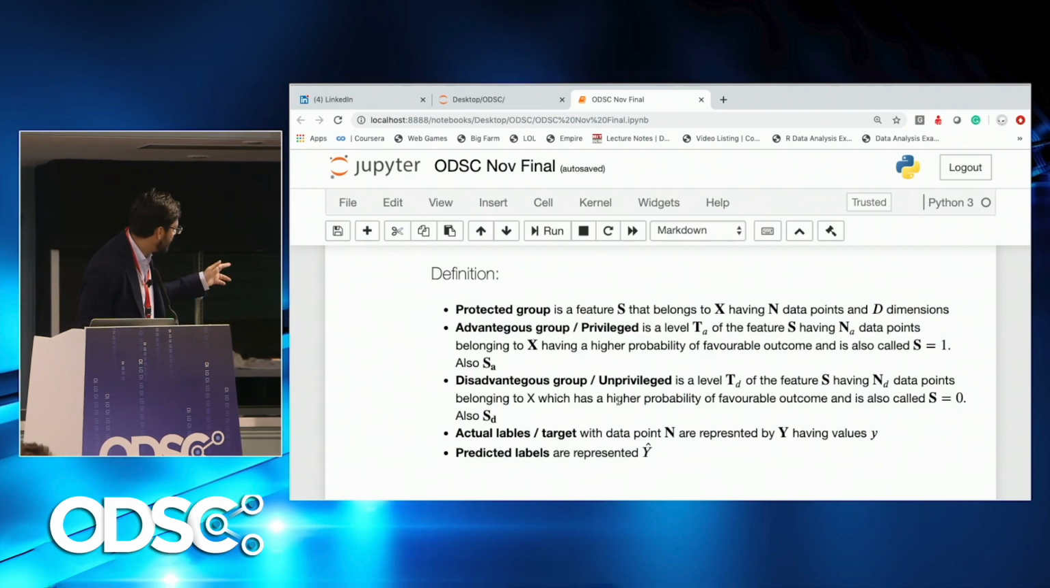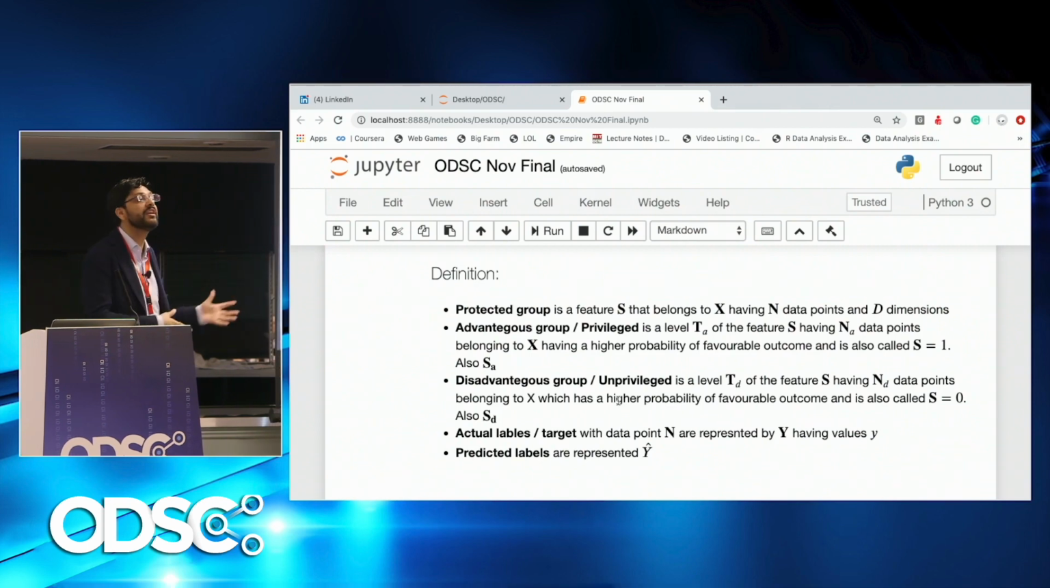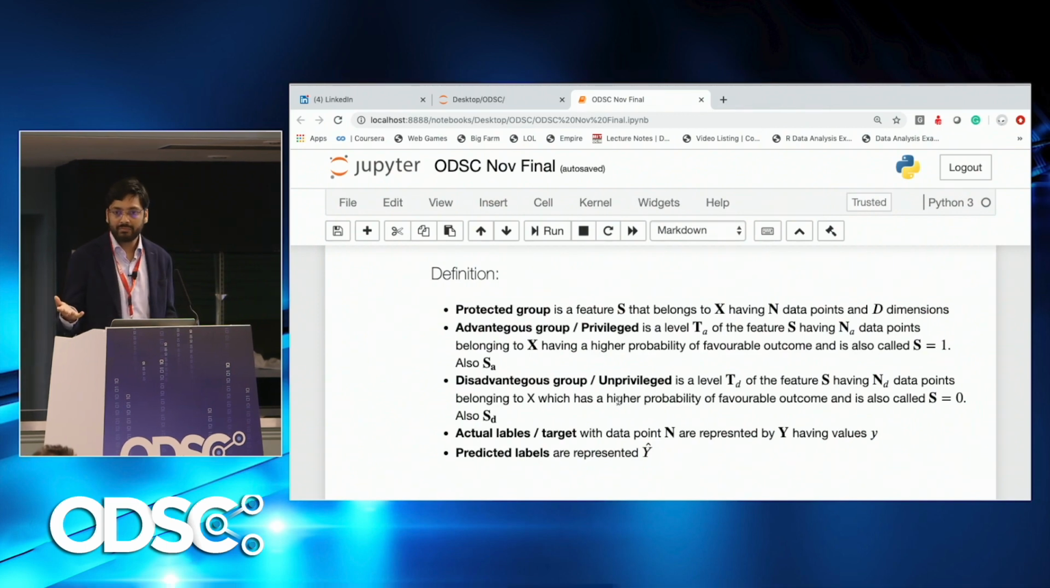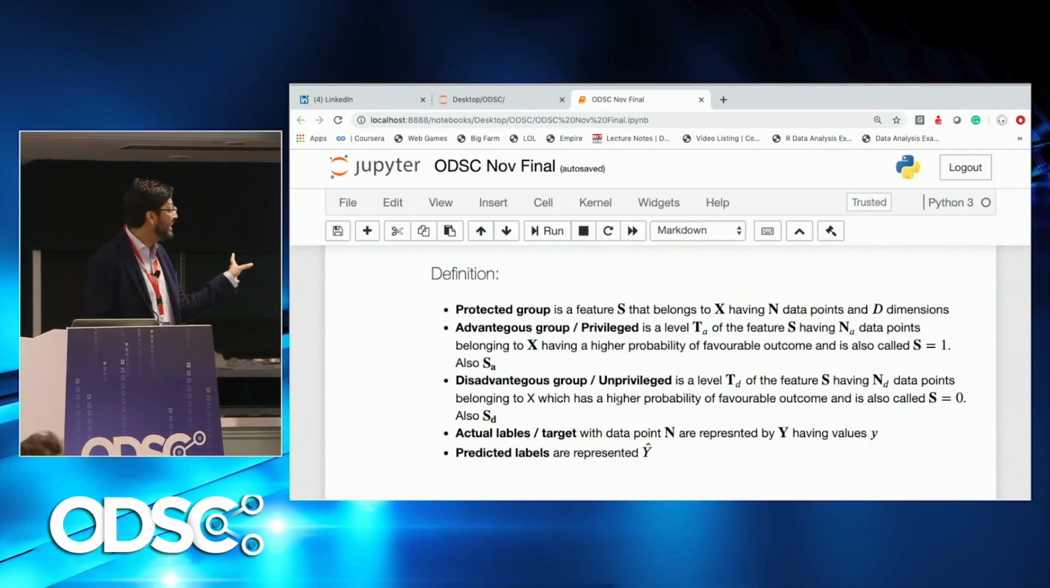The next one is called advantaged and disadvantaged group. In any protected group or protected feature, there will be two groups: one would be advantaged and one would be disadvantaged. Advantaged would be those groups who have a higher probability of a favorable outcome. Here, my favorable outcome is being non-defaulter. So those groups who have a higher probability of being tagged as non-defaulter are called advantaged or privileged group, and those groups who have a higher probability of being tagged as defaulter are called disadvantaged or unprivileged group.